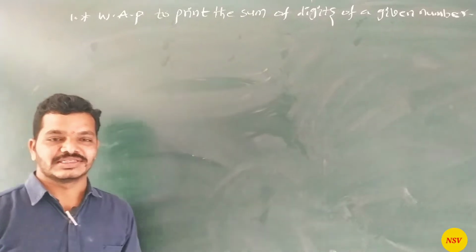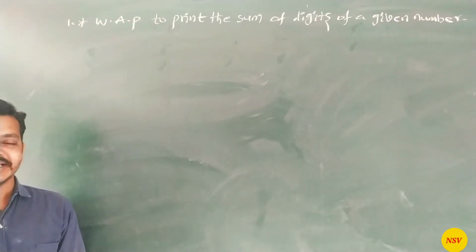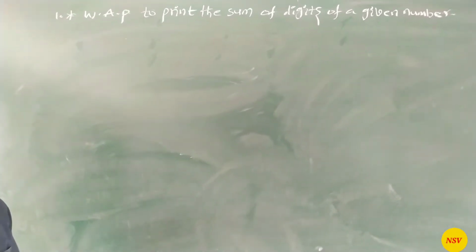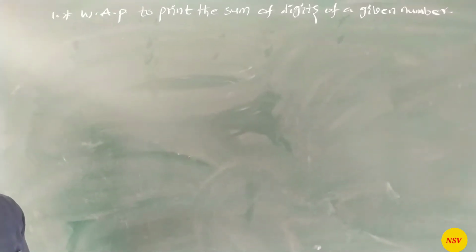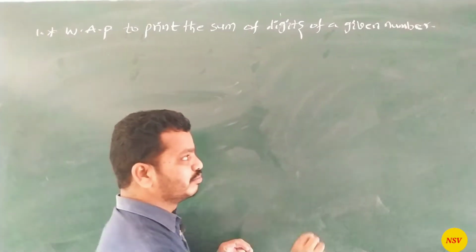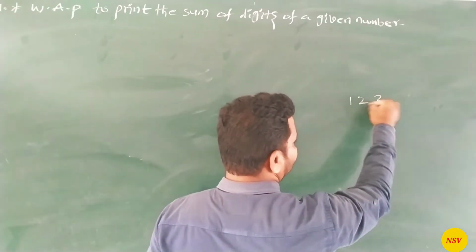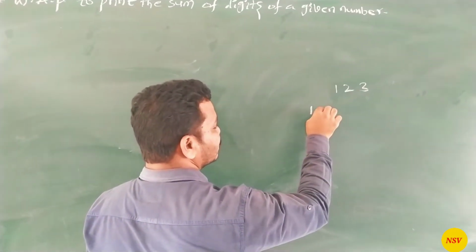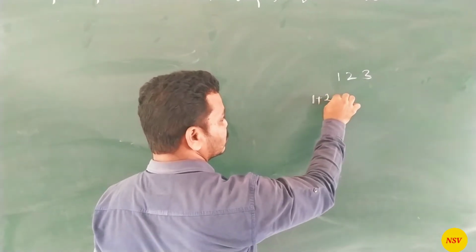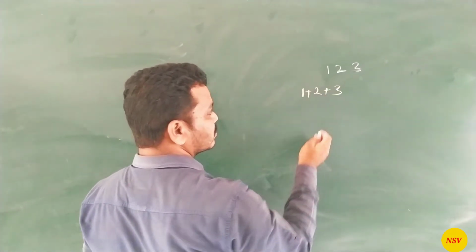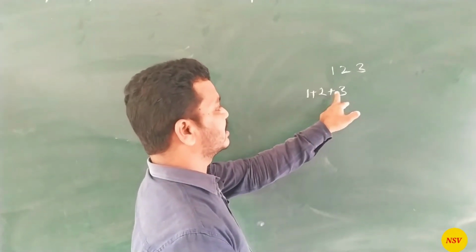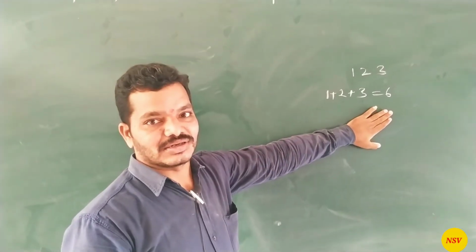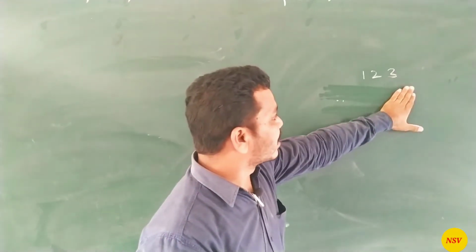Today we are going to discuss our record programs. In record programs, the first one is: write a program to print the sum of digits of a given number. Suppose a number is 123. The first digit is 1, the second digit is 2, and the third digit is 3. The sum of digits, 1 plus 2 plus 3, is equal to 6. Finally we get 6 as the answer. Okay, so now I am going to write the program.